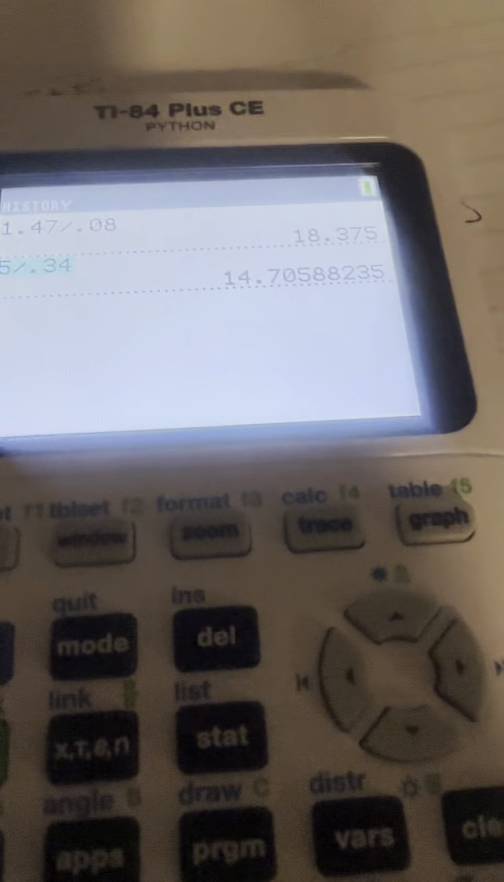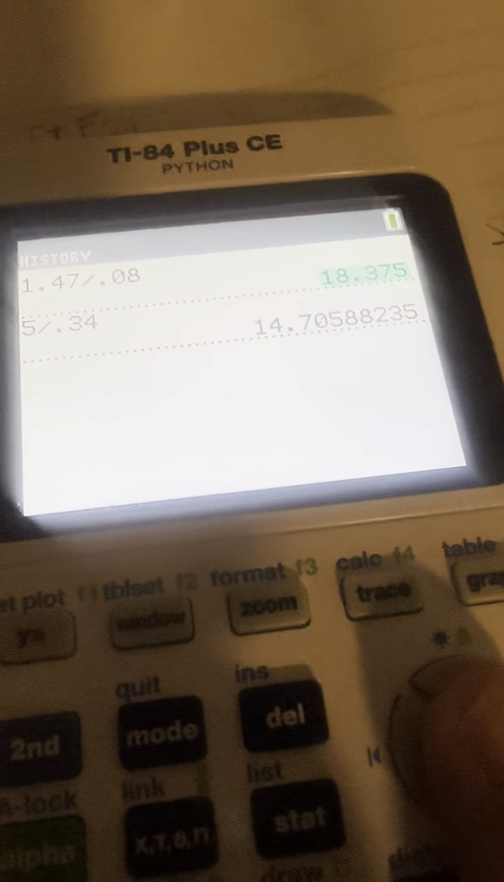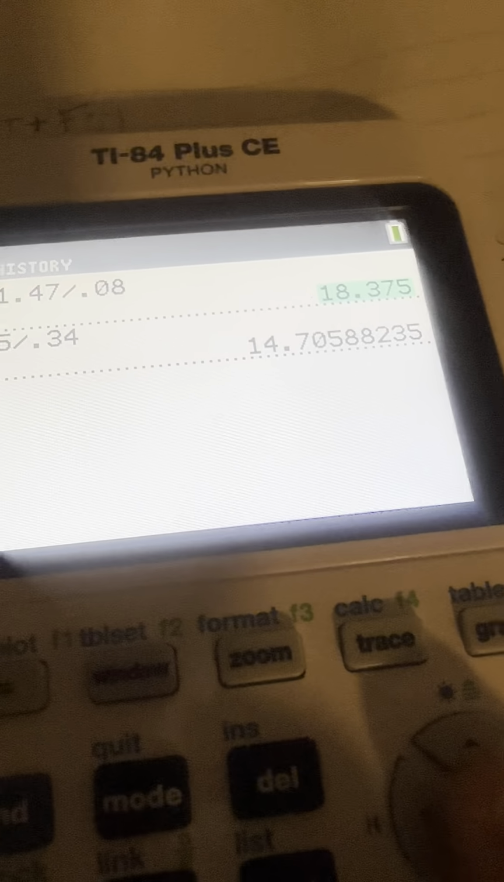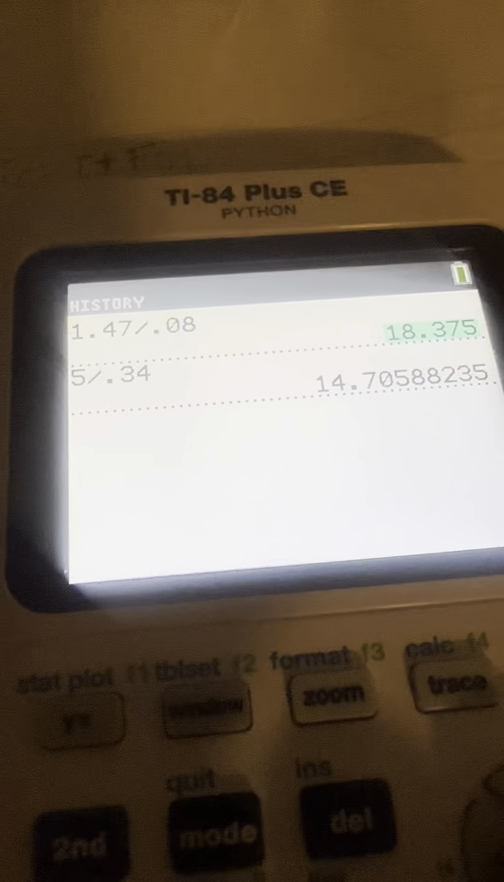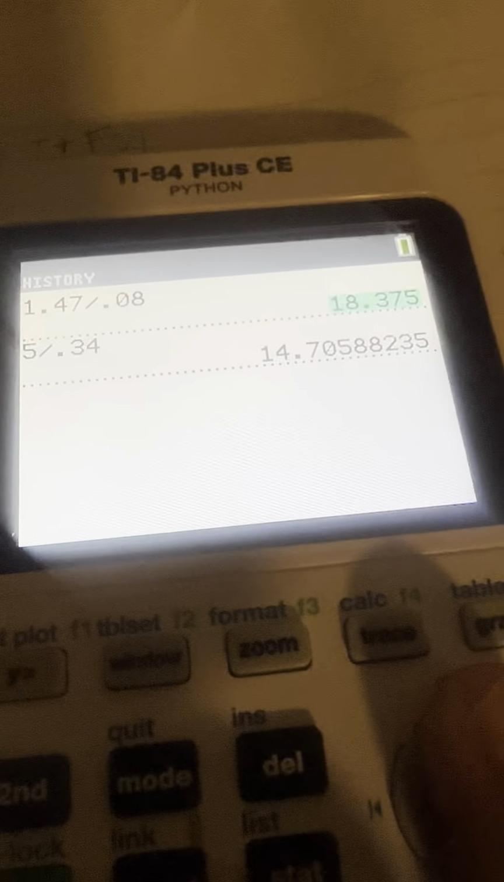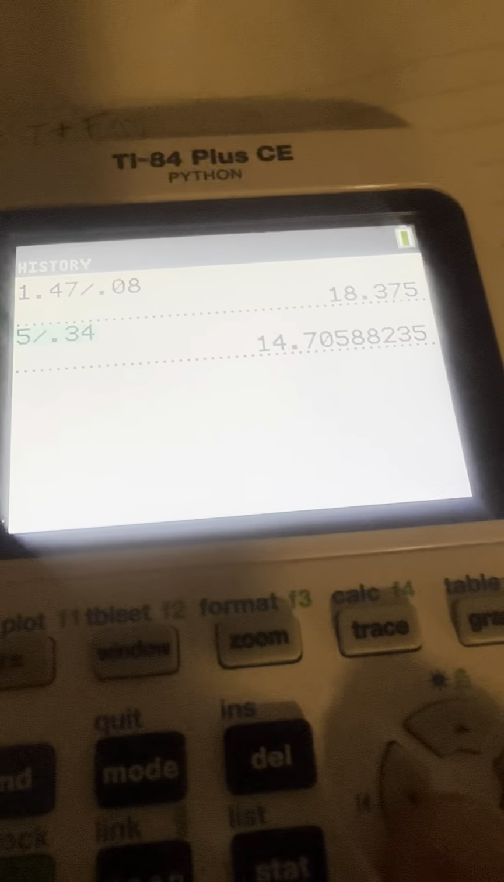Our theoretical K constant was 14.71, and our actual K constant that we found was 18.375. There's a slight discrepancy between them, which could be caused by the slight leaning in our system. But for the most part, they are the same.